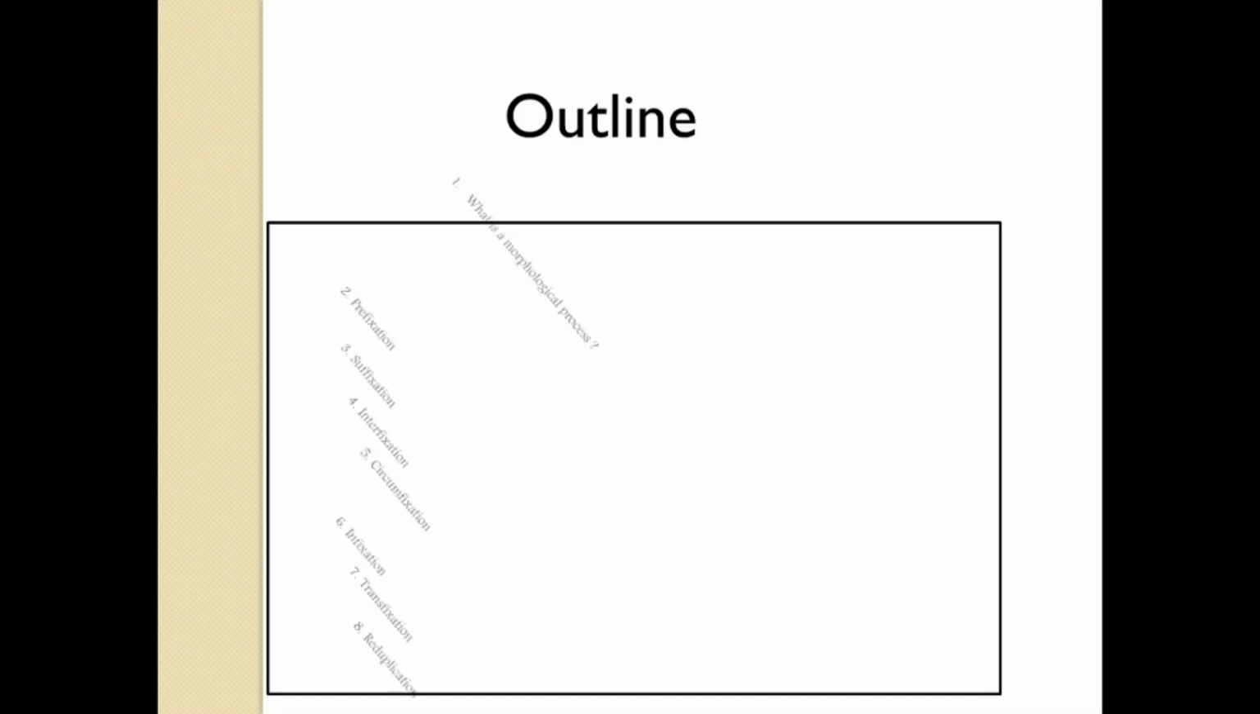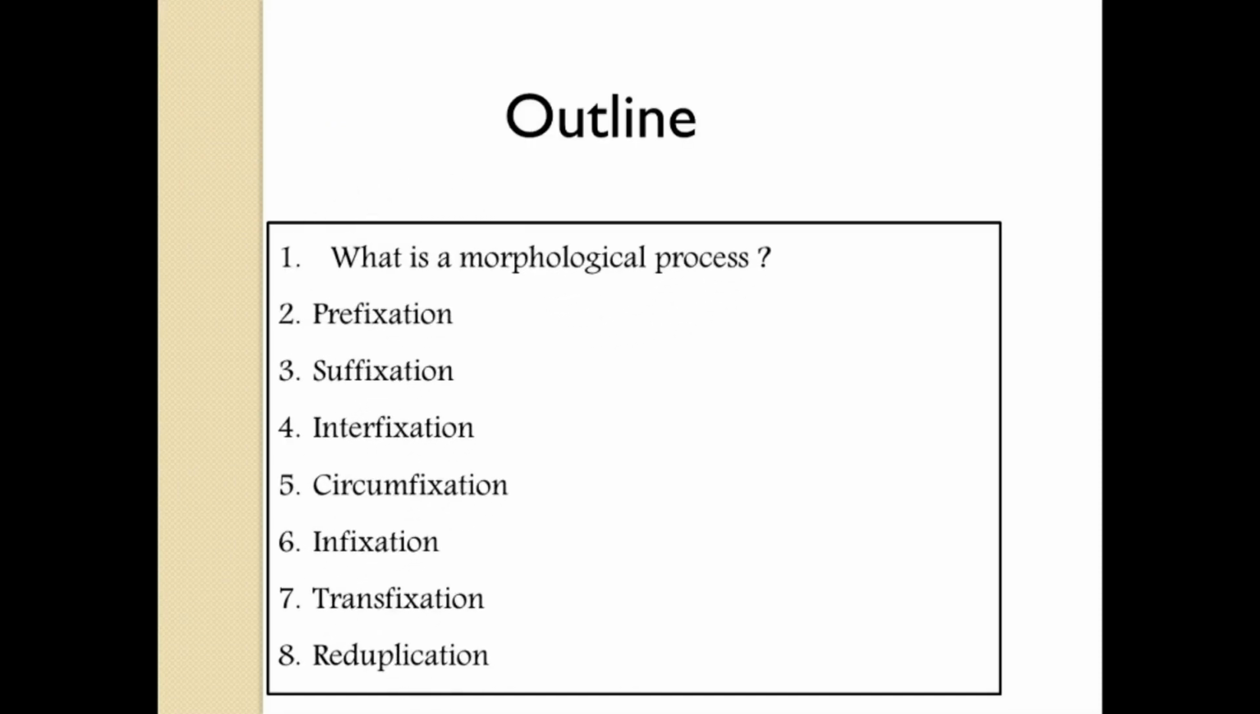So here is the outline of this presentation. First we are going to be tackling the definition of the morphological process, and then we are going to see the different morphological processes including prefixation, suffixation, interfixation, circumfixation, infixation, transfixation, and then reduplication.